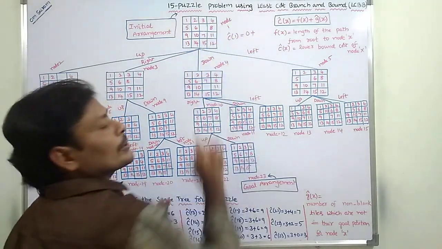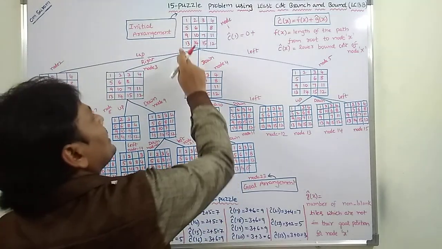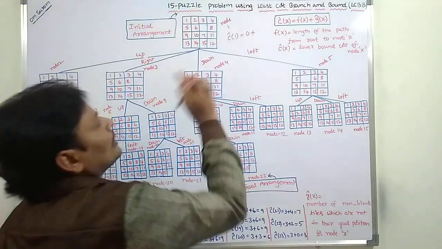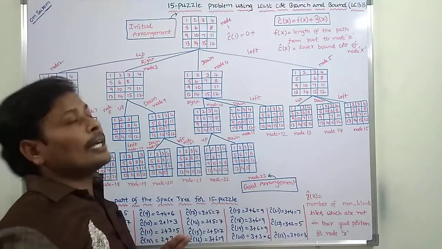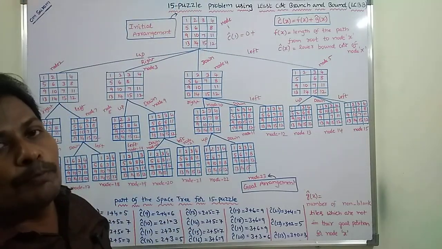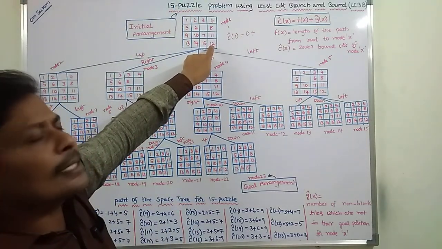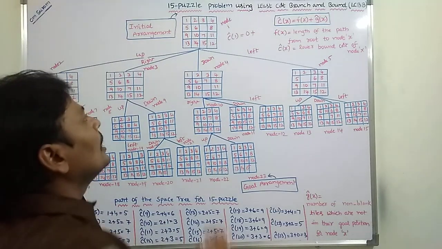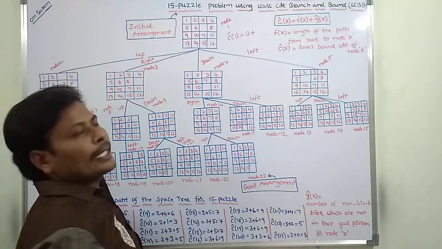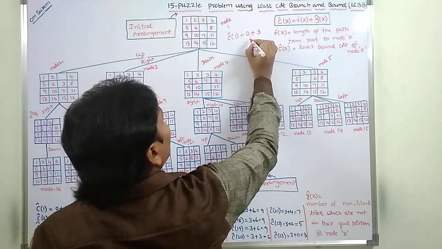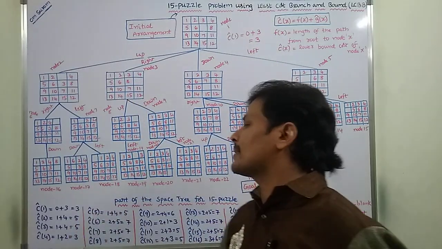11, this is also a wrong position. 3, 13, 14, 15. So this is not considered because one empty tile is there. Or, if it can be considered, subtract 1. Total 4, 4 minus 1, that is 3. So that is equal to 0 plus 3 is equal to 3.